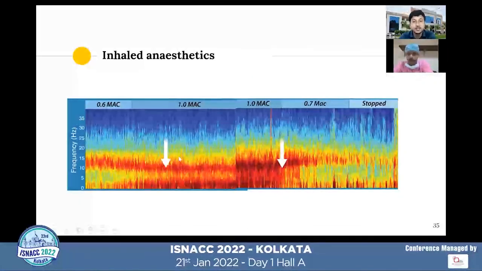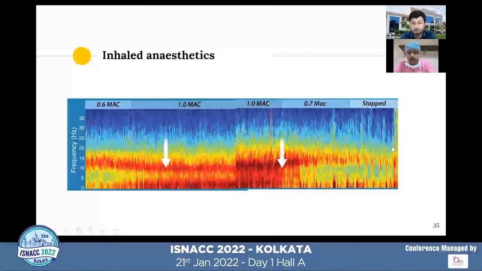So this is the pattern when you use inhalational agents. Here we can see alpha and delta oscillations, and at 1 MAC we can see a shift towards theta frequencies and delta oscillations. And once inhalational agents are stopped, we can see opening up, and higher frequencies appearing here.